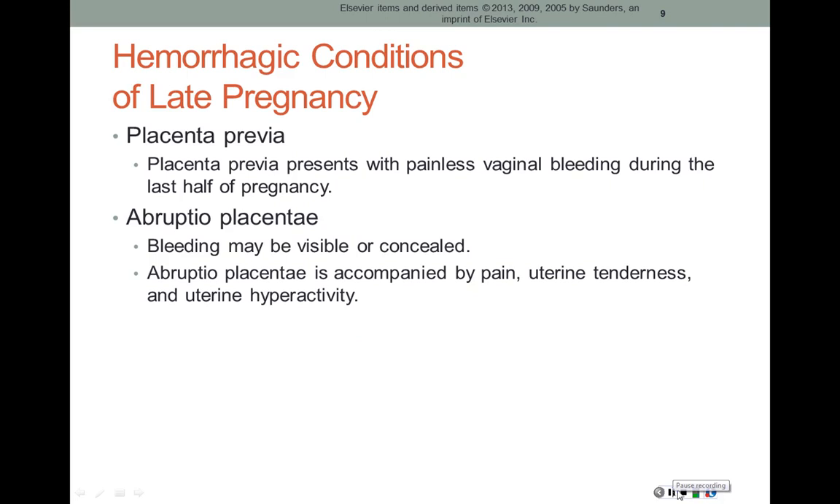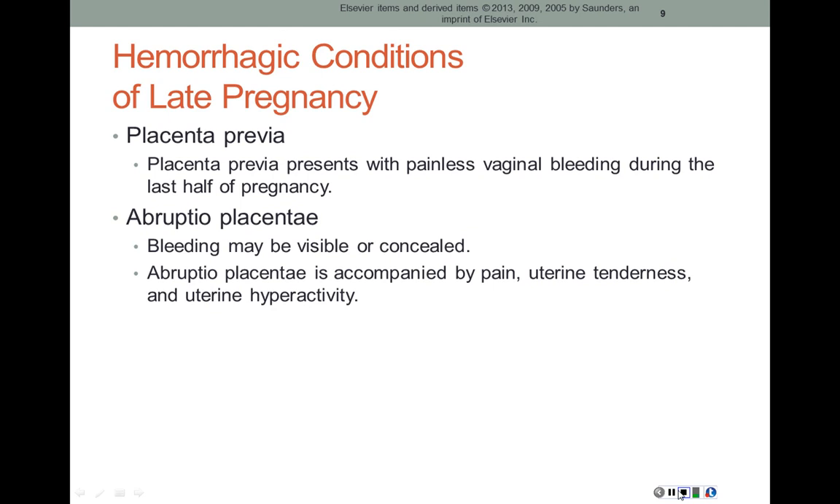Okay, some of the hemorrhagic conditions of late pregnancy. The first one is placenta previa, and this is where the placenta previa presents with painless vaginal bleeding during the last half of the pregnancy. Now, there are different grades depending on the relationship and distance to the internal os. Now, your book only says they're marginal, partial, or total, and it's really all you have to know, but I'm going to tell you a little bit more.